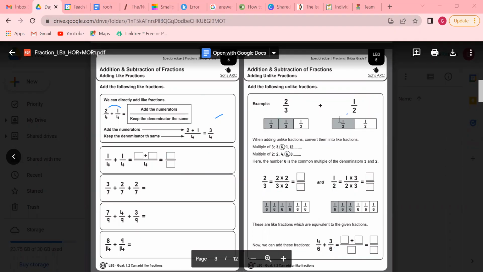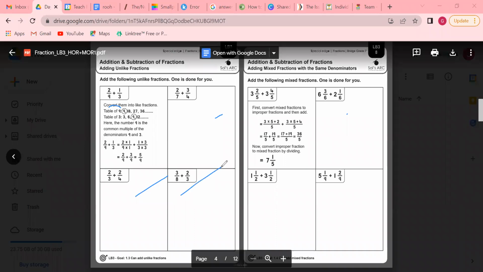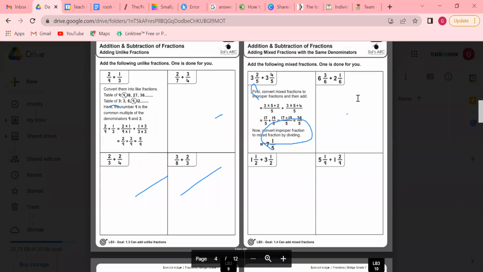Okay, if I go down to do this worksheet. How to convert mixed fraction? We have seen how to convert mixed fraction. You multiply these two numbers, add these two numbers, and then write. So this will become 17 by 5, and then add it. So I'm again saying, completing the last worksheet is more important. Okay.